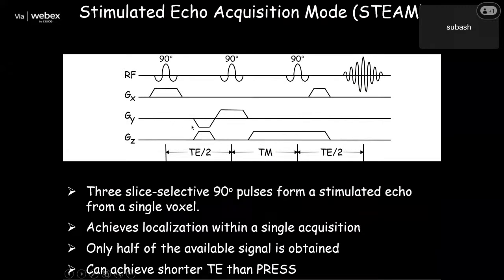Here you are doing refocusing of the echo as in a gradient echo sequence. You can see a reversal of gradient, and you don't have a 180 degree pulse over here, so you are doing echo refocusing by gradient reversal. This is exactly like a gradient echo sequence in imaging. These are the sequences where you can have very short echo times for low T2 metabolites.